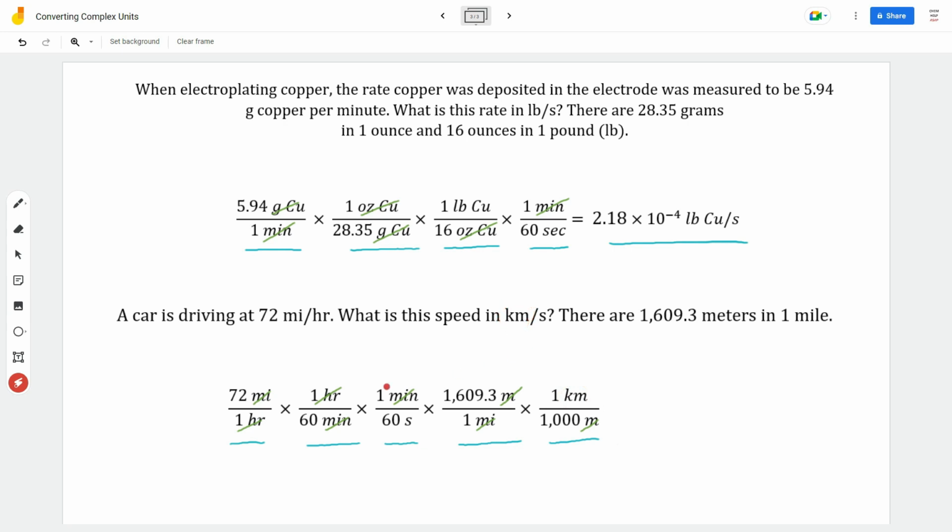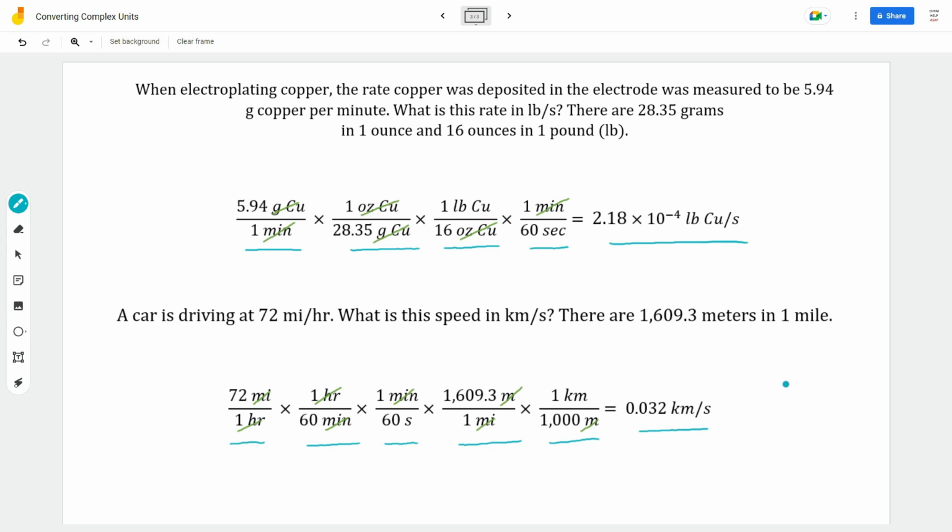Now let's grab a calculator. I'm going to take 72 divided by 60. Then I'm going to divide that by 60. Then multiply by 1,609.3. And then divide by 1,000. My final answer is 0.032 kilometers per second.